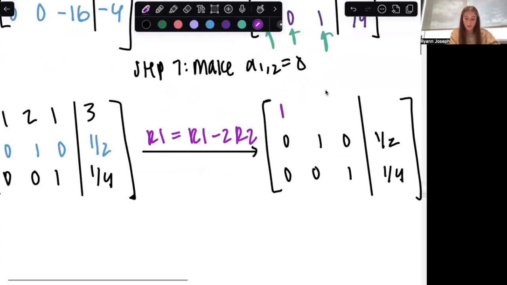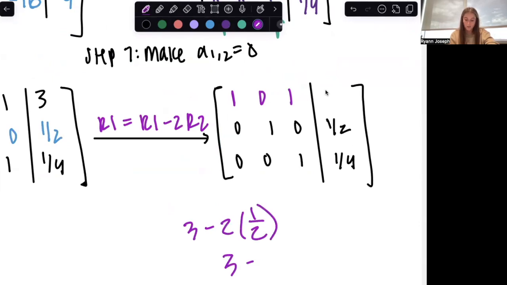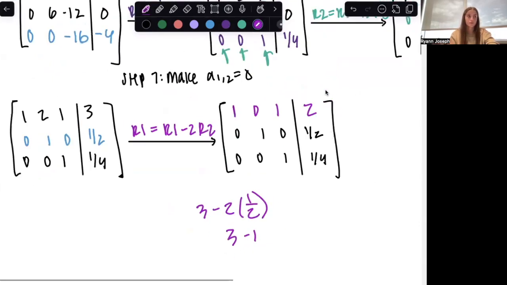Let's do these operations. Obviously, this 1 isn't going to change because this is a 0. 2 minus 2 times 1, 0. And then I have 1 minus 2 times 0, so this stays a 1. And then I have 3 minus 2 times 1/2, so 3 minus 1 is 2. That's the first thing.